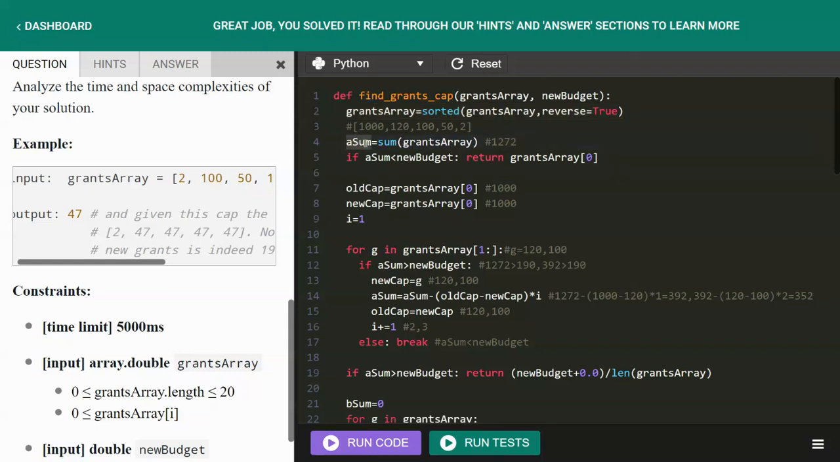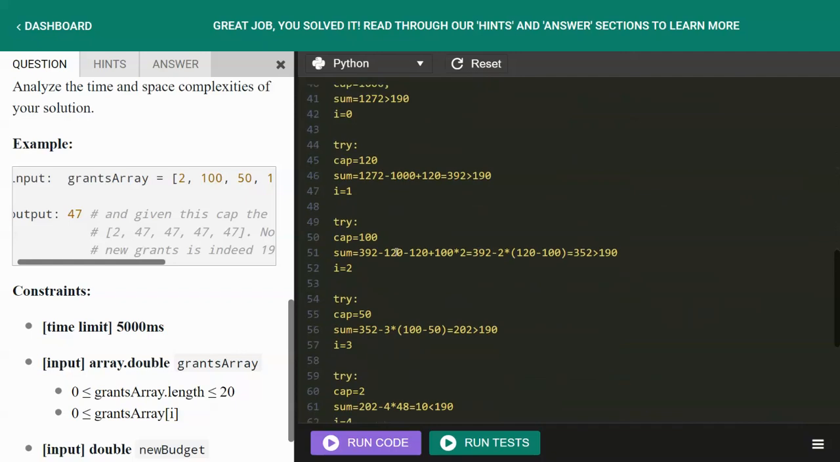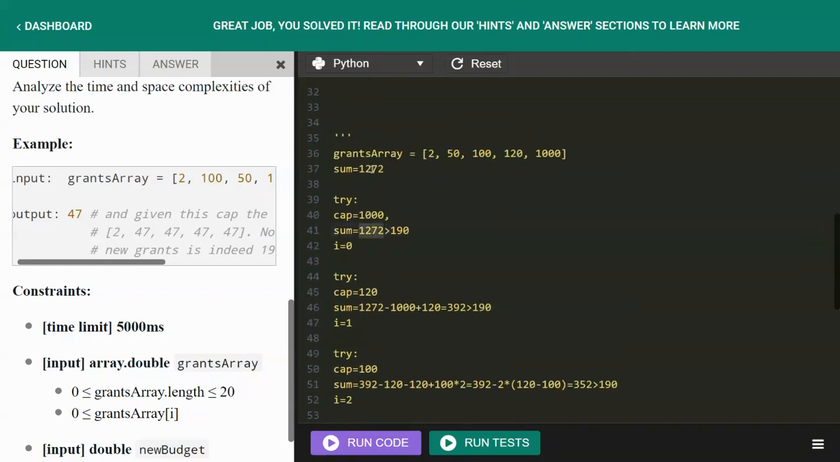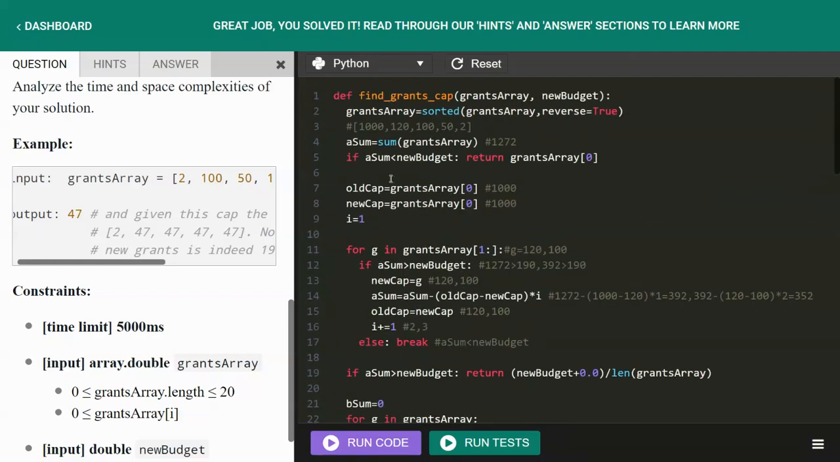And now we have a running sum. I call it sum, you can call it whatever you want, and just call the sum function. The first step is 1 to 72, which is exactly what we just discussed over here. Then next step, if the running sum is below the new budget, we are done, right? So just return the cap rate. Just say whatever cap rate is above or equal to the highest grant amount, and then we are done. Basically, there's no cap rate needed.